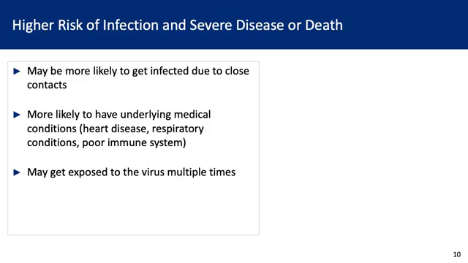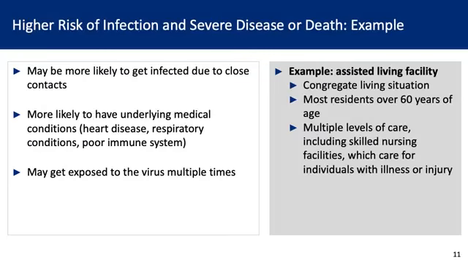These are people who are more likely to get infected because they have many frequent close contacts, similar to some of these other scenarios. But they also may have underlying medical conditions that put them at risk for severe disease, and they may get exposed to the virus multiple times because of others who they're having contact with. One example of this kind of scenario is an assisted living facility. So it's a congregate living situation where people may have their own rooms, but they share resources like kitchens or other social spaces. So they're at high risk for infection.